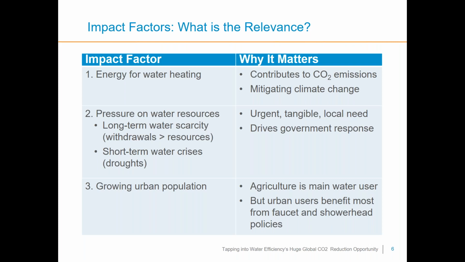And lastly, we wanted to look at the growing urban population. In all the countries we've looked at so far, agriculture is by far the main user of fresh water. But it would be the urban users, the municipal users, that would benefit most from the faucet and showerhead policies that we're looking at. That's where the water is really flowing through those kinds of fixtures.